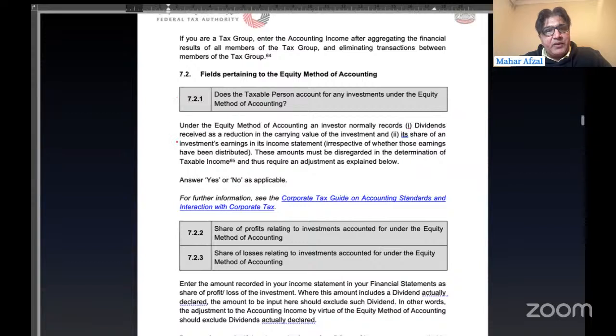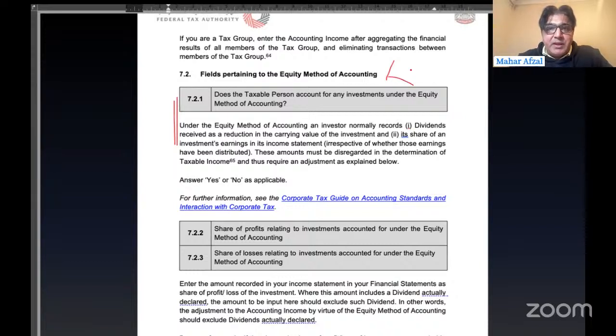Equity method, Faiza has already discussed in detail. What is this method basically? This is basically dividend. Whenever you are applying the equity method, you might be considering the dividend as your accounting income, but this is not a taxable income. If you are considering further, this is important here. I just wanted to highlight dividend.